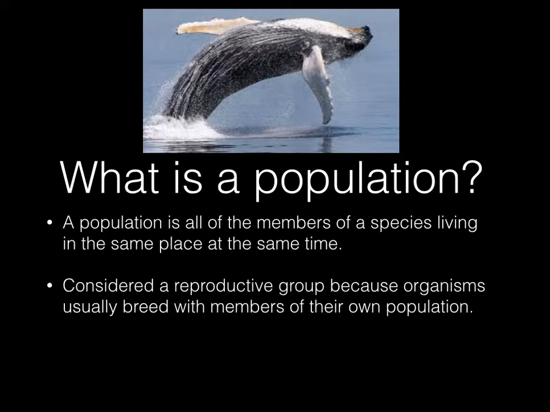So remember, the difference between a species and a population is a species can be spread out through different ecosystems, whereas a population is a combination of the same species in one place at one time. So they are able to reproduce within their population.